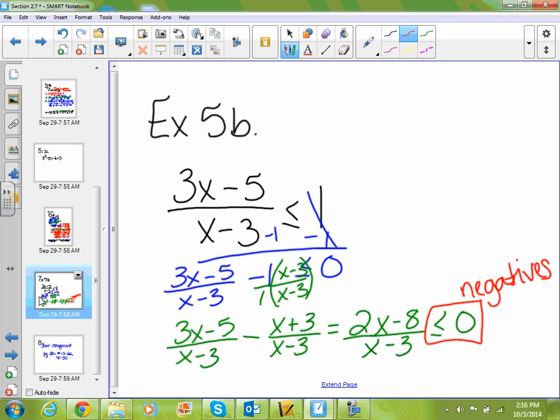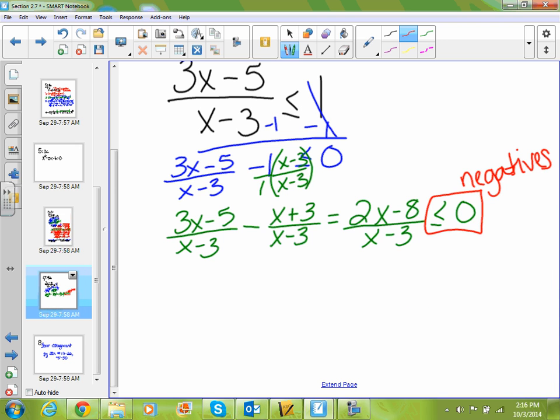If it was greater than 0, then you look for positives. Most of the time it'll be less than 0, because that's how usually inequalities are written. Every once in a while, it'll be greater than 0. And then we just need to solve these two, top and bottom, to find my 0. So that's step 1, finding my zeros.